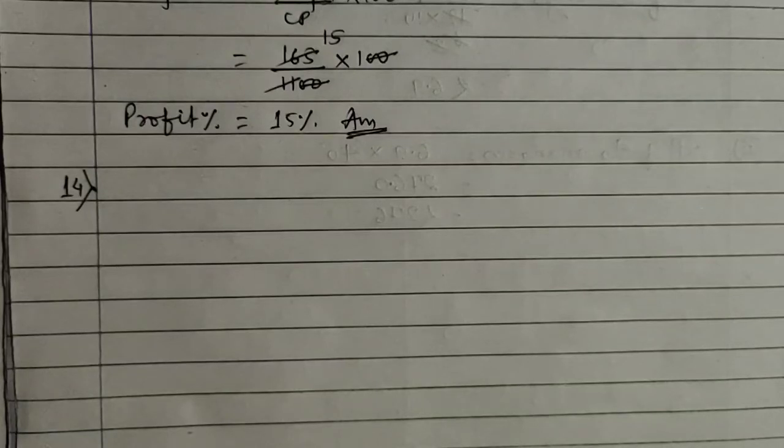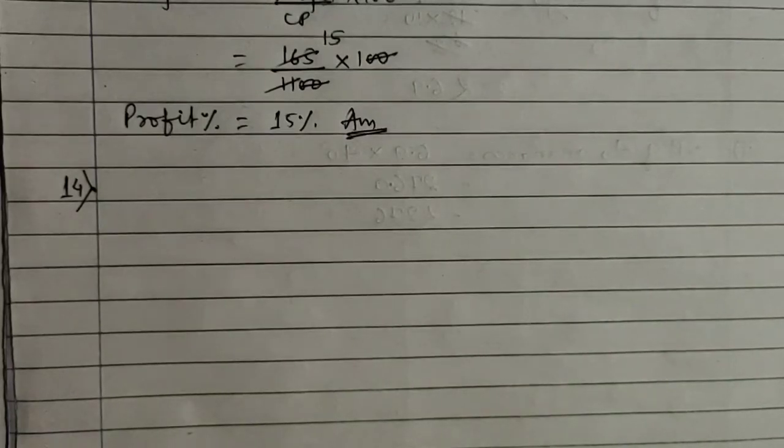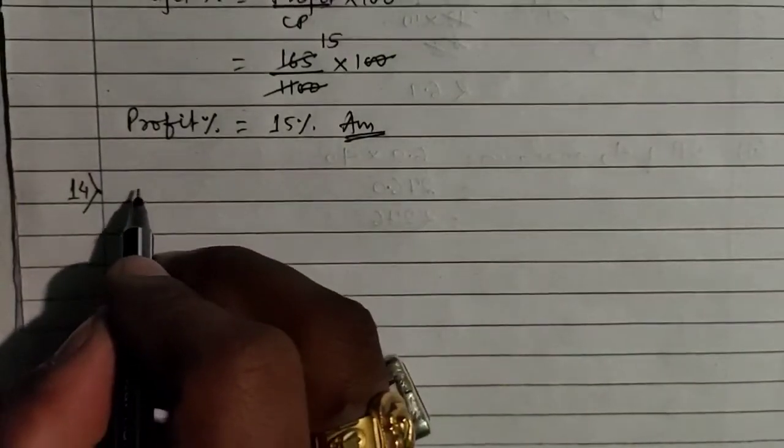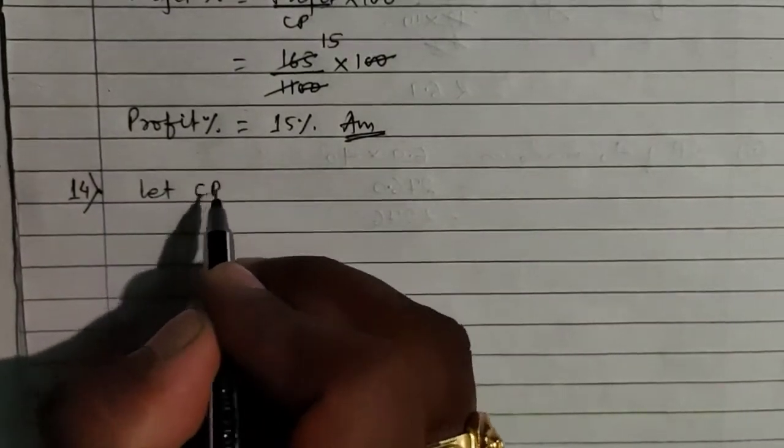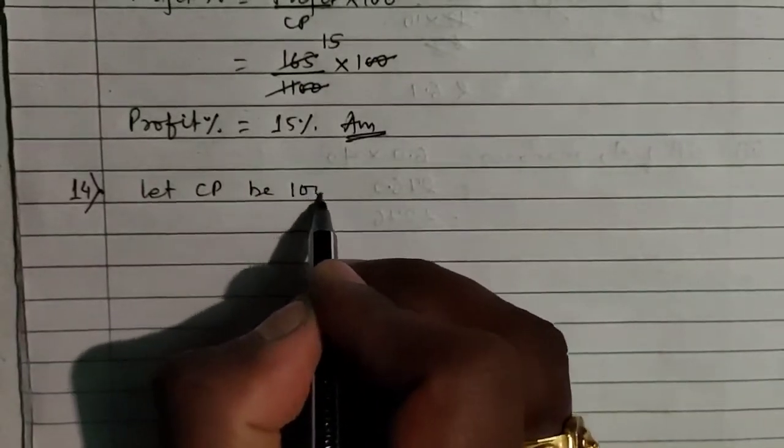The selling price of an article is 96% of its cost price. Find the loss or gain as percent on the whole. It means the question is saying selling price is 96% of its cost price. It means that selling price is less than the cost price. Here no value is given, so we will assume let cost price be 100.